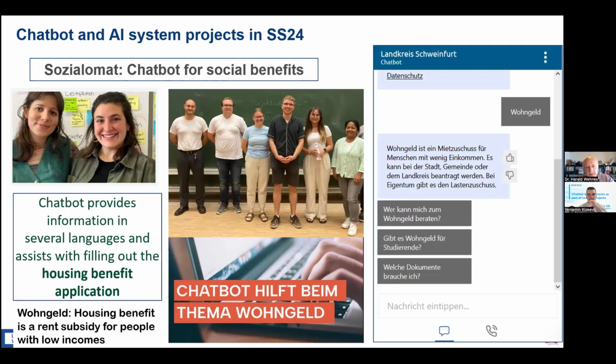Here in Germany, people who have low income, also like a lot of students, they can get housing benefit as a rent. And this chatbot provides information in several languages, giving information and assisting with filling out the application. The chatbot helps these people for the housing benefit application. It is, for example, applied here at the city of Schweinfurt. Schweinfurt is close to Würzburg, about 100 kilometers away, and also a large city, I think about 100,000 inhabitants.